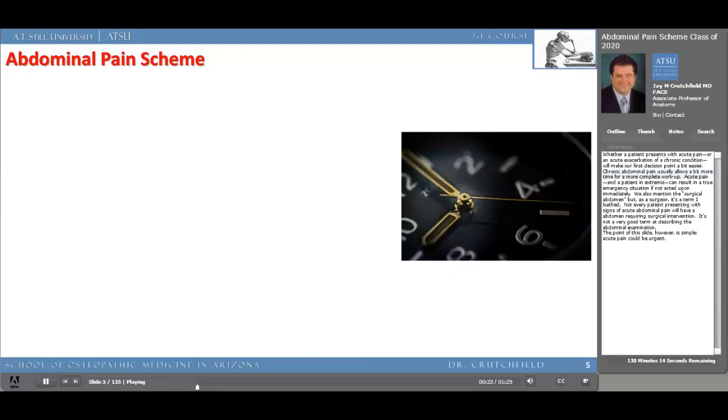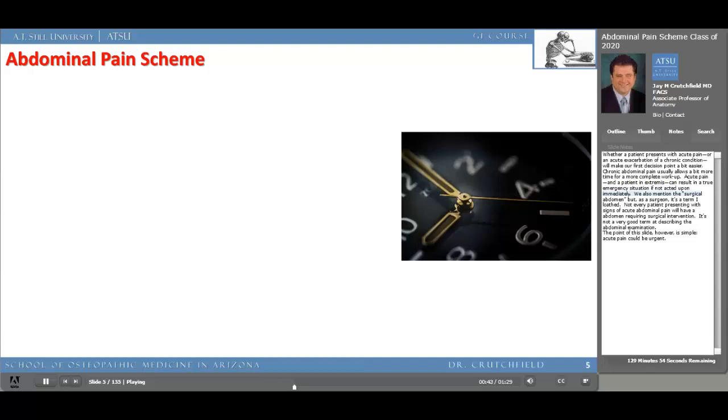We also mentioned the surgical abdomen, but as a surgeon, it's a term that I actually loathe. Not every patient presenting with signs of acute abdominal pain will have an abdomen requiring surgical intervention. It's not a very good term at describing the abdominal exam. The point of this slide, however, is simple. Acute pain could be urgent.